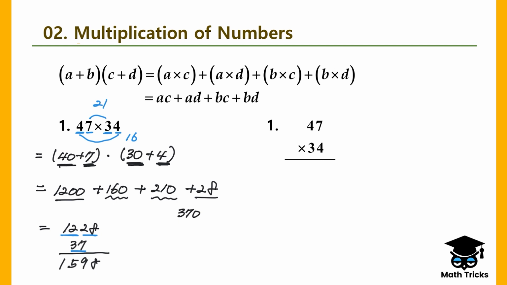If two numbers are written vertically, we can also apply the distributive property. So first, 4 times 7, that's 28. 4 times 40, that's 160. 30 times 7, that's 210. 30 times 40, that's 1200. Just like we have 4 numbers here, we have the same 4 numbers, right? So we're going to add all of this together.